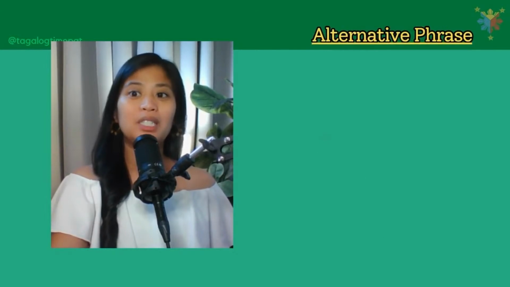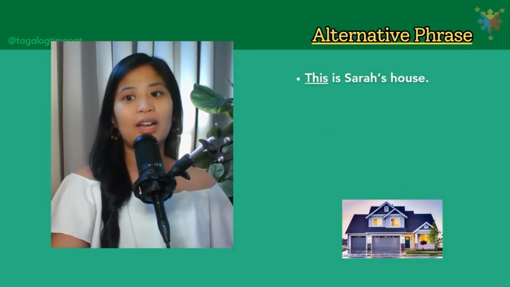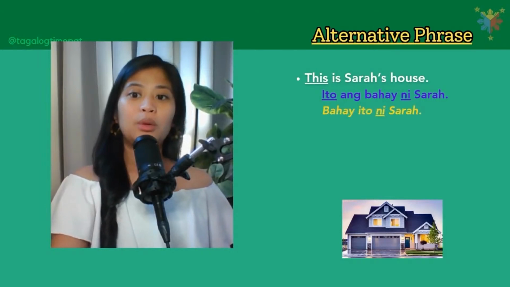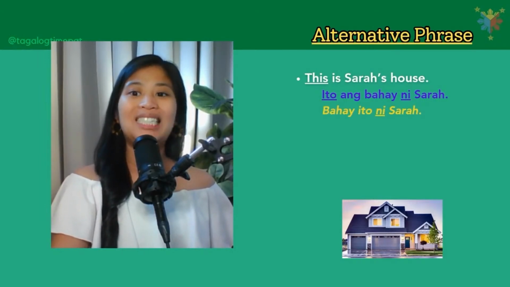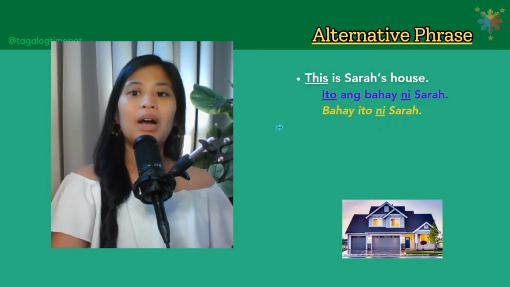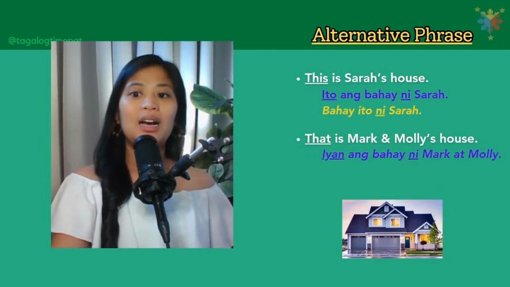Now, there are some different ways to say these phrases. Let's take a look at the example. This is Sarah's house. We learned, ito ang bahay ni Sarah. But you could also hear, bahay ito ni Sarah. So in this case, the object goes first, then it's the demonstrative pronoun, then it's the possessive sentence marker, ni, and then it's the name. Bahay ito ni Sarah. Another example, that is Mark and Molly's house. It would be, iyan ang bahay ni Mark at Molly.